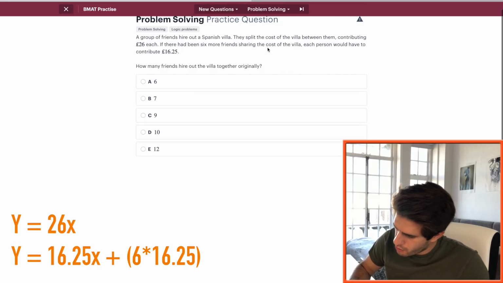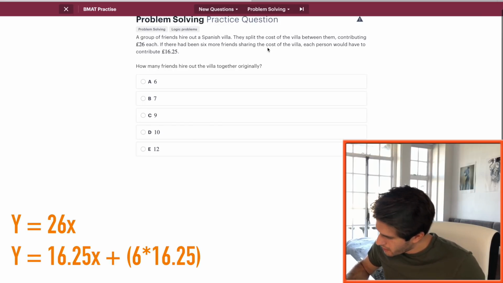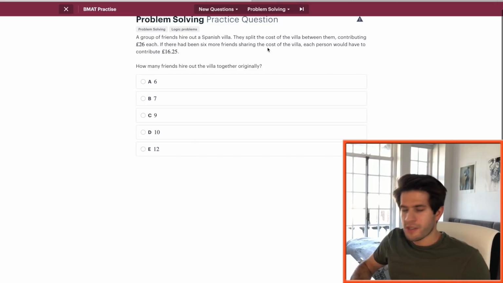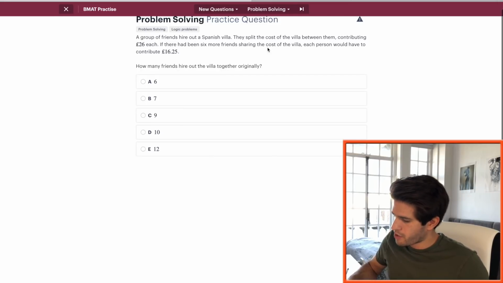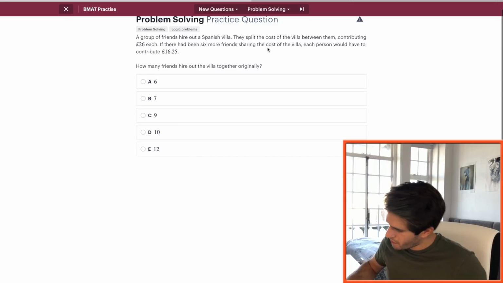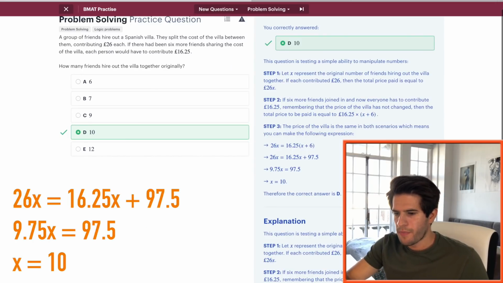We have y equals 26x on the left side and y equals 16.25x plus 6 times 16.25, which is 97.5. So now we know that y equals 26x on the left. We'll plug that y into the equation on the right. So what we end up with as our total equation is 26x equals 16.25x plus 97.5. If we solve that for x, we get 10 friends. Okay, awesome. Next question.